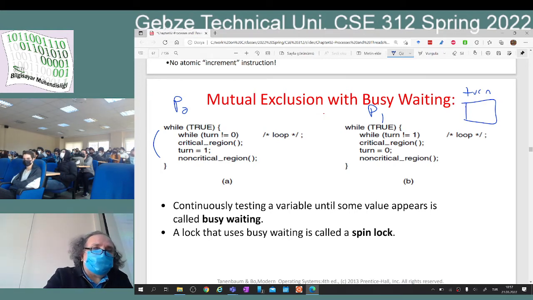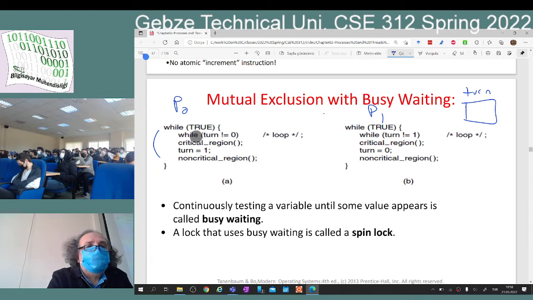I am going to enter the critical region. Whatever I need to do inside the critical region, I will do it. I will leave the critical region, and I will do non-critical region stuff, the stuff that doesn't share any memory with anybody. But inside the critical region, there might be race condition. That's why I need to guard the critical region with some kind of a lock.